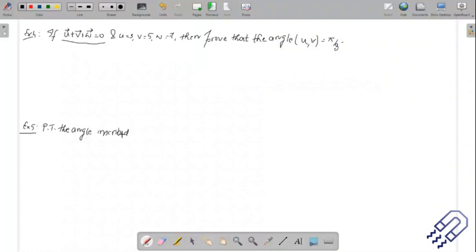Prove that the angle inscribed in a semicircle is a right angle, but using vectors.